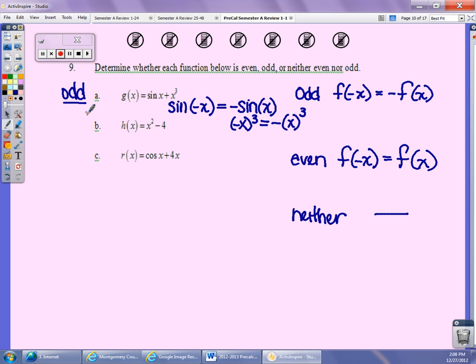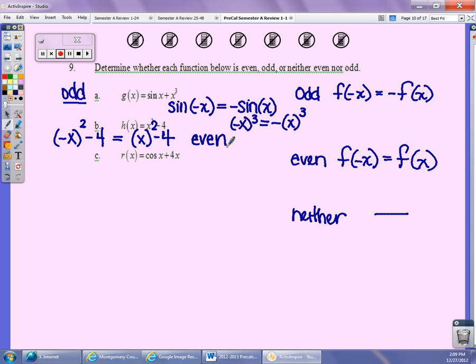Looking at part B, where you have x squared minus 4, if you think about that function and you were to plug in a negative x value and square it, subtract 4, you would get exactly the same thing as if you plugged in the equivalent x value. These would come out exactly the same. Therefore, this is an even function and would be symmetric with respect to the y-axis, which we would expect from a parabola.